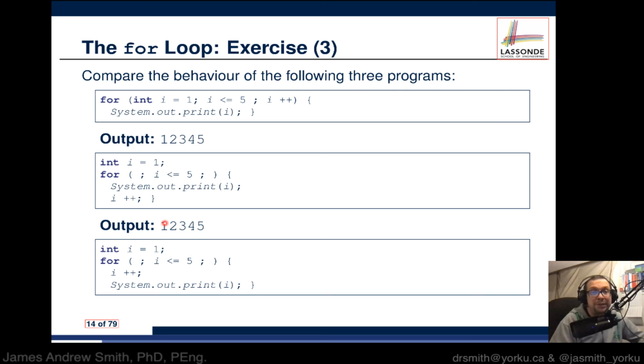Now let's compare it to this. So in this case, we've got the starting condition right here that's been removed and placed up there. The increment has been placed in the body of the for loop between those curly braces right there and there, but we placed it before system out print. Okay, it's not going to do the same job.